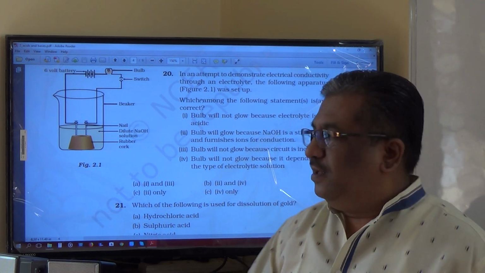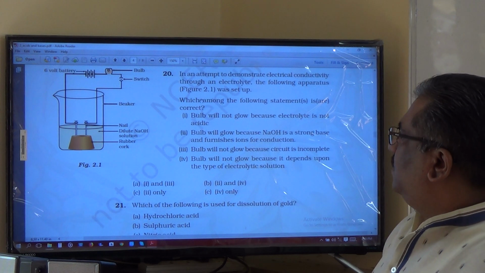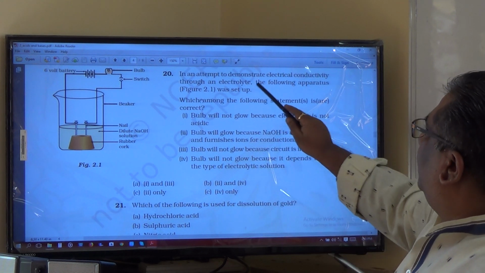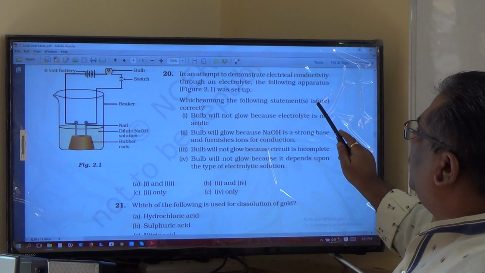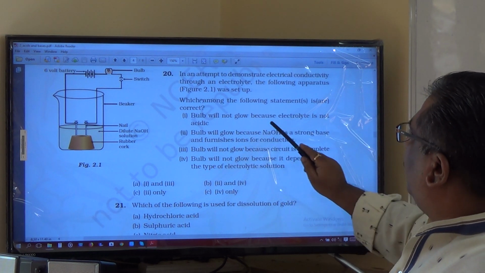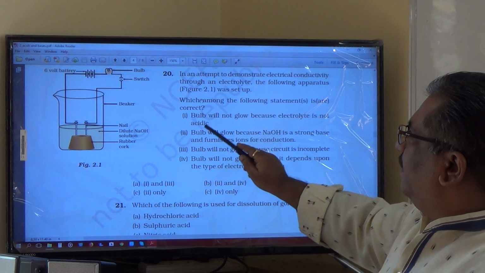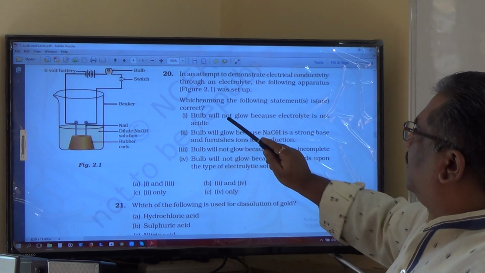Answer B is the correct one. Is it one? Check it. In an attempt to demonstrate what the following was set up, which among the following statements are correct? Bulb will not glow because electrolyte is not acidic. Wrong. It is not correct.